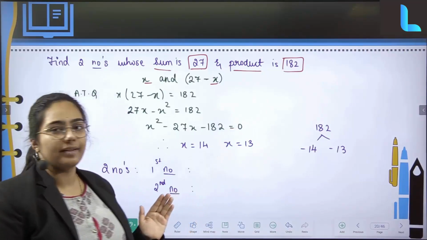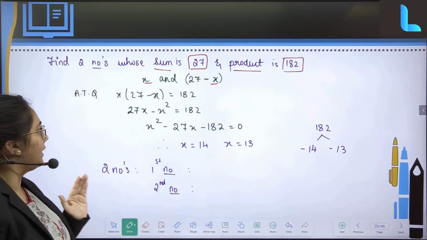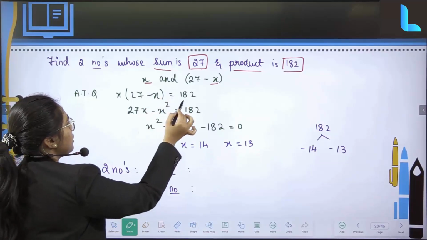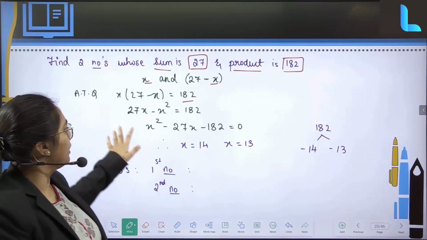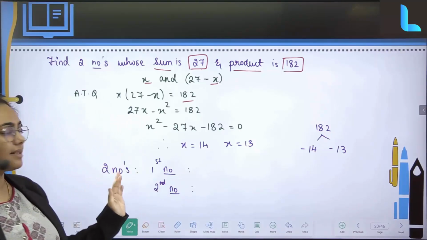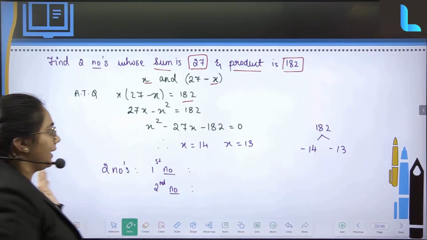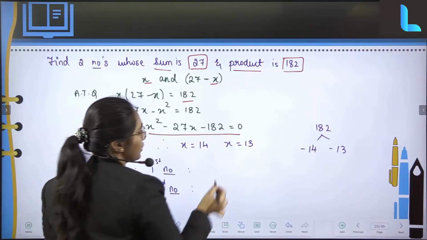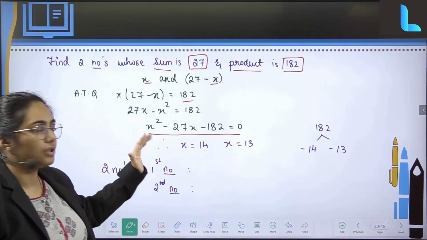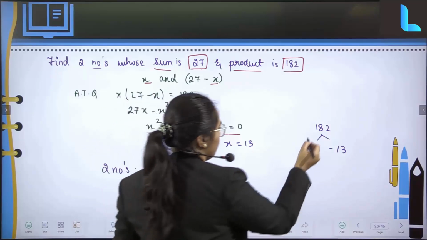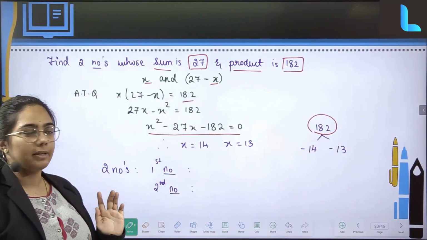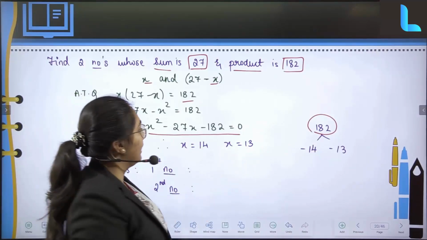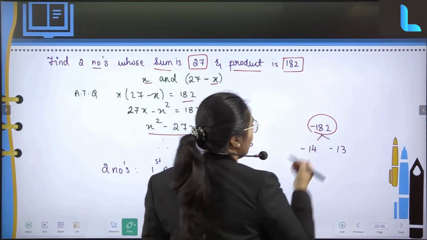The product they have said is going to be 182. So the product between these two numbers is 182. When I expand this equation, I'll get x(27 minus x) is equal to 182. So when I bring that to the general format, I get an equation. Using this, I can either use the factorization method or the formula method. So minus 182 is what I have over here.